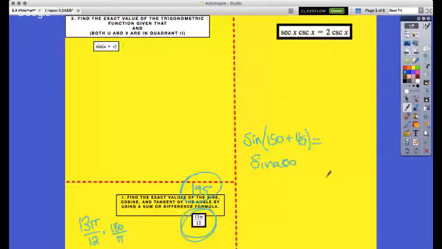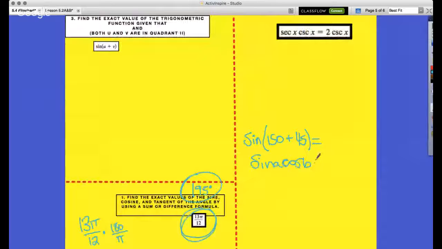So sine A cosine B, that was right there. And then plus, same sign here, sine B cosine A. Or I think on the formula it says cosine A sine B, but same thing. We just flip-flopped them. So A is 150, so we're going to do sine of 150 here, okay? And cosine of B, B is 45 degrees, okay? So we got that there. And plus, sine of B, sine of 45, and the cosine of A is cosine of 150 here.